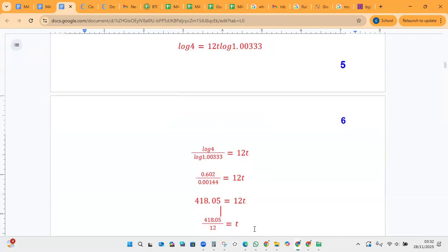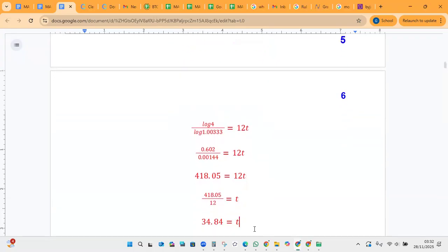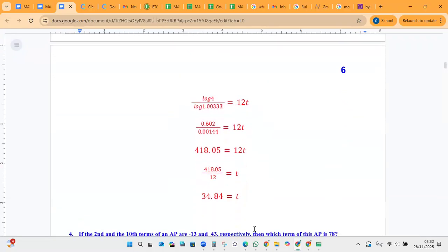And finally, we have to divide by 12 to find what t is. And t is about 35 years. That's the amount of time, more or less, that it took the investment of $2,000 to reach $8,000. Took about 35 years.